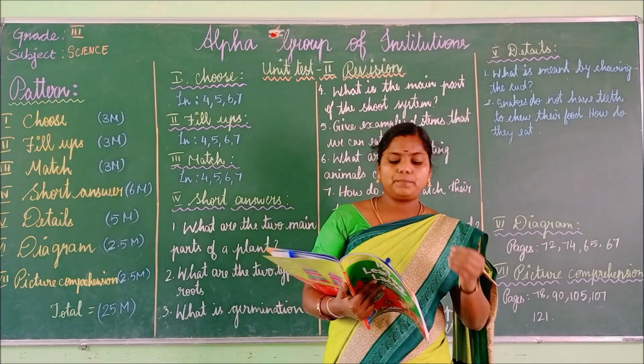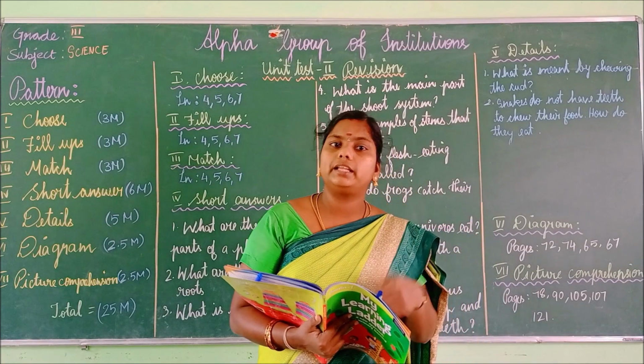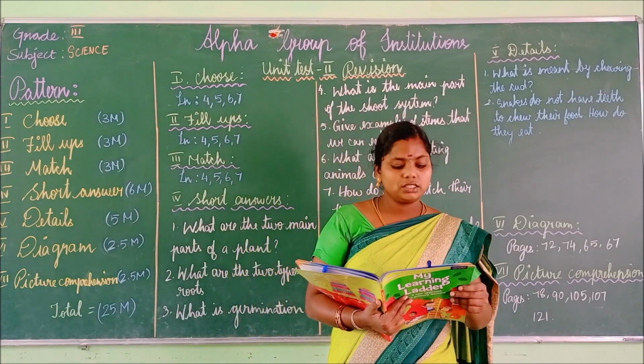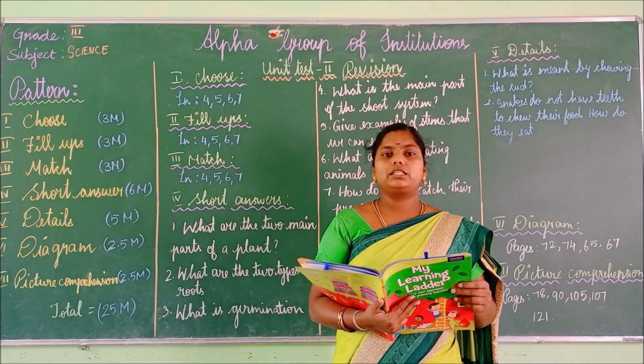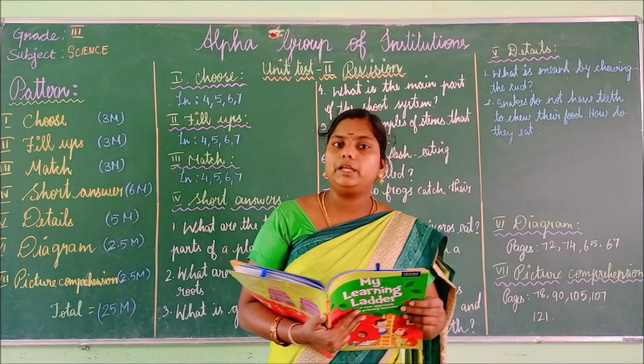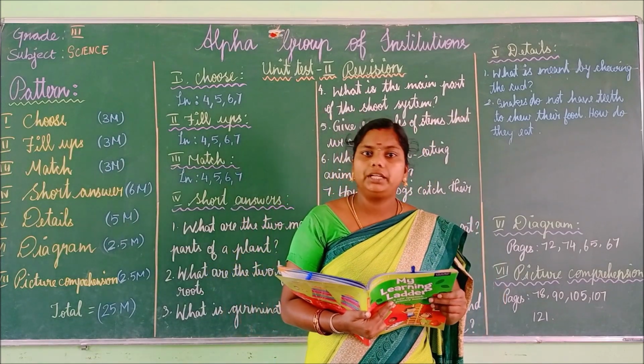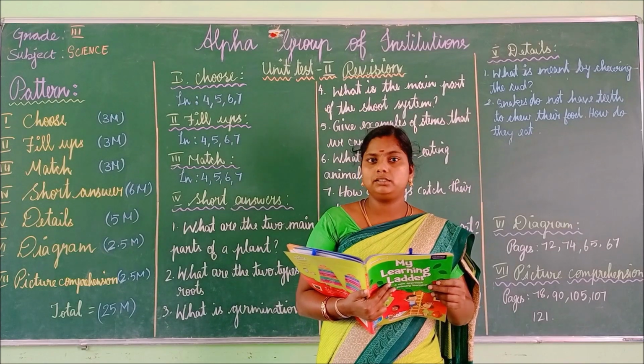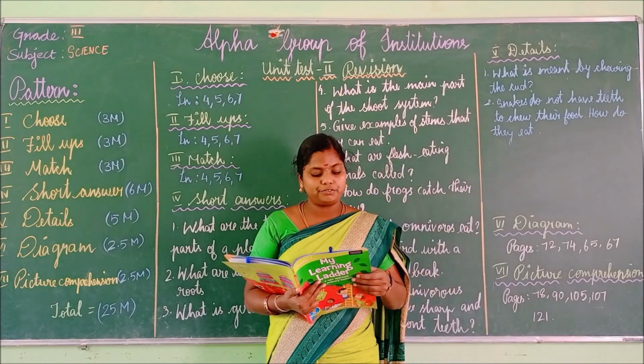Reproduction. It makes the reproduction. It is included in the reproduction. So here, what is the work of a flower? Reproduction. The work of a flower is reproduction. The answer is reproduction. Is it clear, children? The last choose in your lesson number 4.